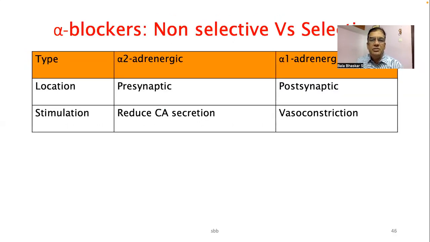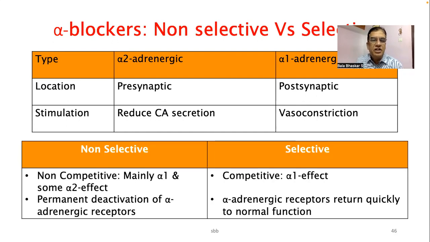What you have to remember in terms of alpha blockers is, should I be using non-selective or selective alpha blockers? We should know that alpha-2 adrenergic agonism causes a reduction in the catecholamine secretions, which is a presynaptic effect. And alpha-1 adrenergic receptors are mainly postsynaptic in location, and they produce vasoconstriction when they are stimulated. Therefore, the non-selective drugs are classed separately. They mainly act upon the alpha-1 receptors, which are postsynaptic, and have got some presynaptic effect.